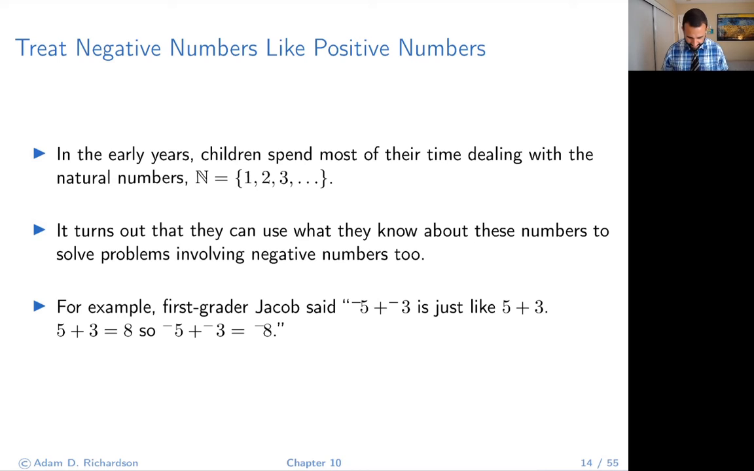Sorry about that. So first grader Jacob said negative 5 plus negative 3 is just like 5 plus 3. 5 plus 3 equals 8, so negative 5 plus negative 3 is negative 8. Ah, that's clever, right? Is that actually valid? That's the question. Let's see.